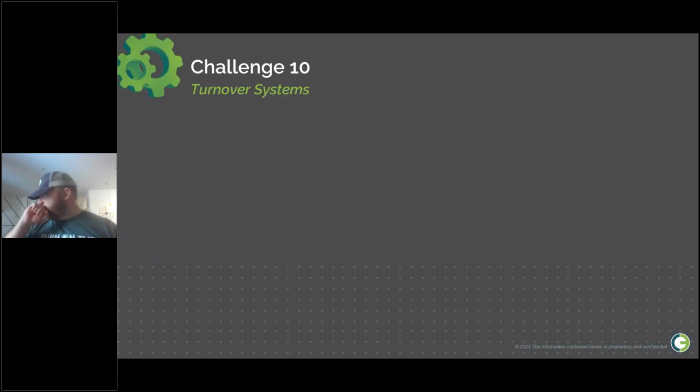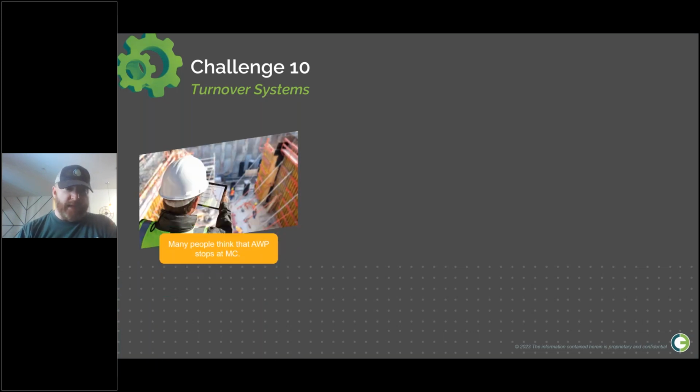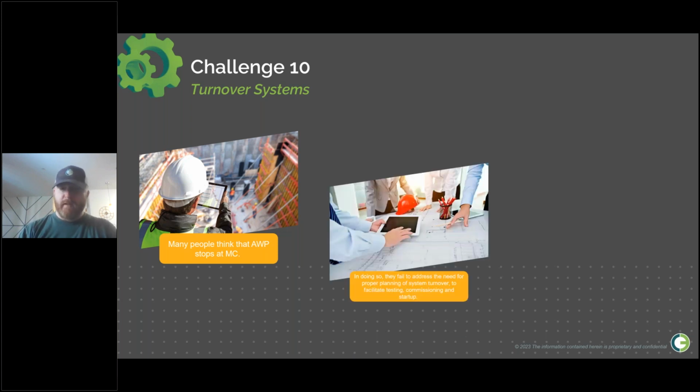Last but by no means least, and in true sequence fashion, turnover systems becomes number 10. A lot of people think that AWP stops at mechanical completion. A lot of people view the construction phase as: as soon as I've got my paycheck for the final thing, I'm out of here, it's somebody else's problem. What we're doing by doing that is failing to address the need for proper planning for turnover systems. So we're not spending enough time looking at the testing, commissioning, and the startup.